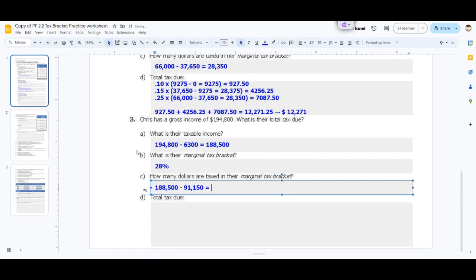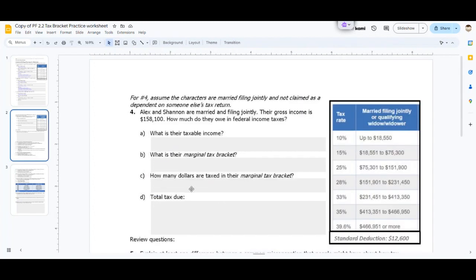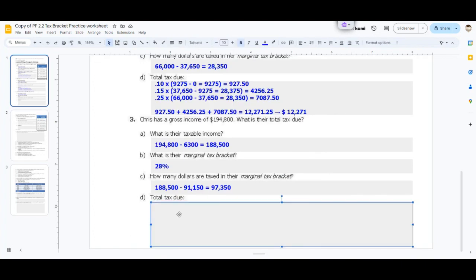So 188,500 minus 91,150 is $97,350. That's how many dollars will be taxed at 28%. So even though 188,500 total dollars will be taxed, only 97,350 will be taxed at that 28%. So what is their total tax due?